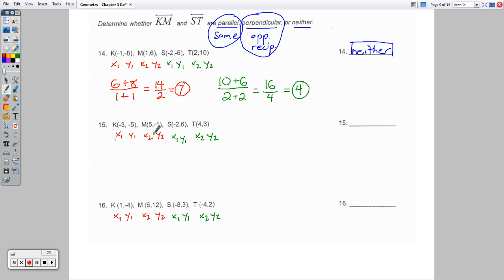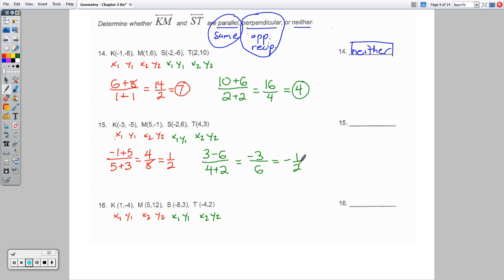Let's do the same process here down on this one. For 15, negative 1 minus negative 5 would be negative 1 plus 5, and 5 minus negative 3 would be 5 plus 3. This would be 4 over 8, which reduces to 1/2. For ST, we would have 3 minus 6 over 4 minus negative 2. That'd be 4 plus 2. So it looks like this one, we've got negative 3 over 6, which is negative 1/2.